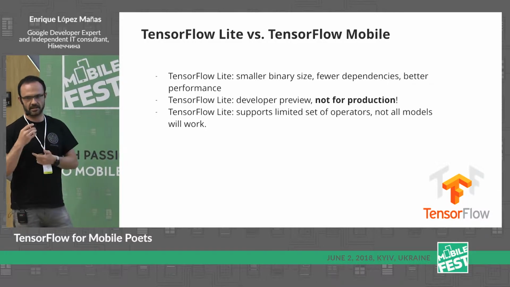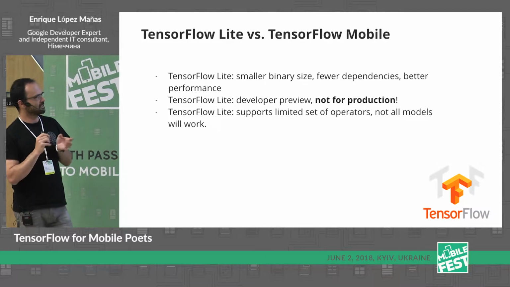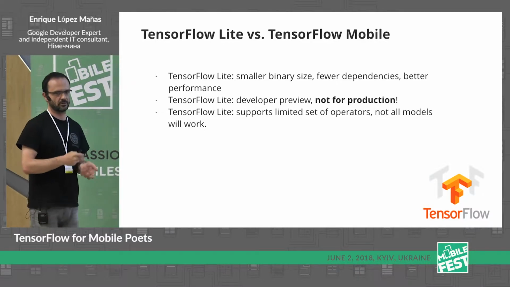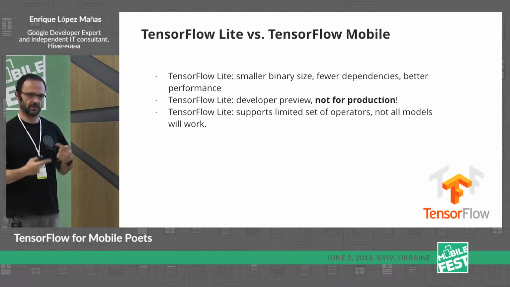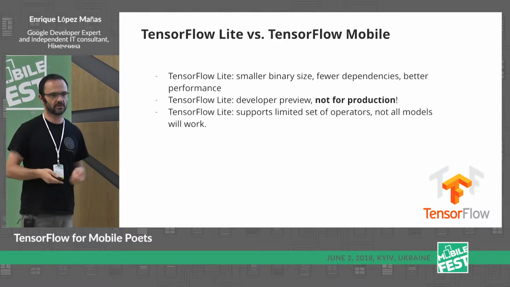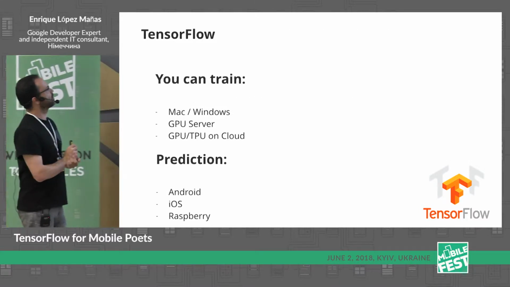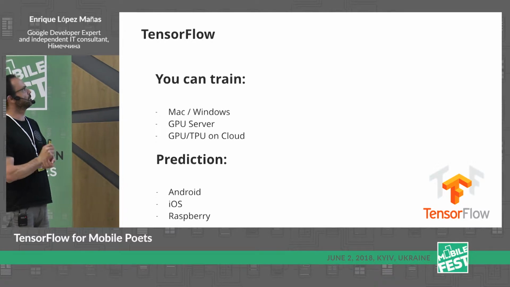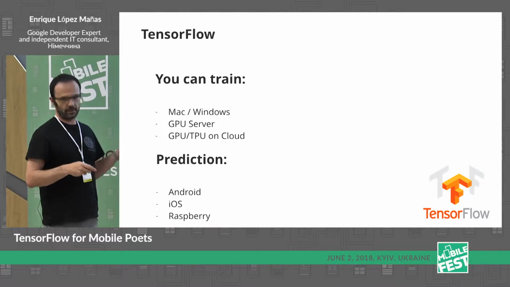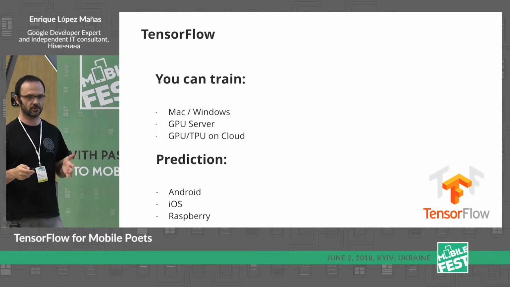It has a smaller binary size, fewer dependencies. It actually has better performance. And another problem it has is that it has a limited set of operators. So a model trained for TensorFlow Mobile might not fully work on TensorFlow Lite. Still, this changes every day. There are a lot of commits into the TensorFlow repository. So what I'm telling you now may change in 2 months. And it's definitely happening very often. What you can do with TensorFlow is train models on Macintosh or Windows, on a GPU server, or in the cloud. And you have prediction frameworks for Android, iOS, and Raspberry. Yes, there are people using Raspberry.